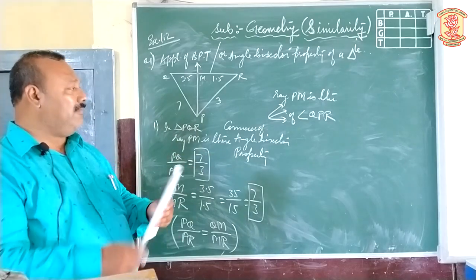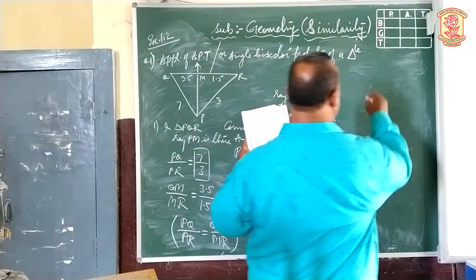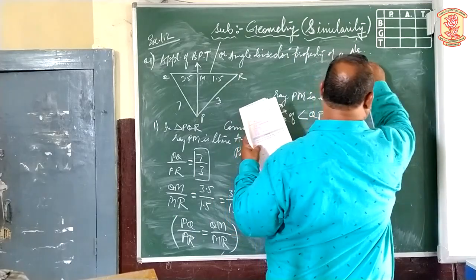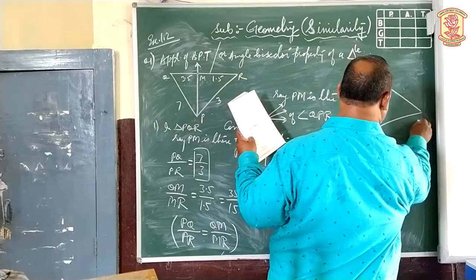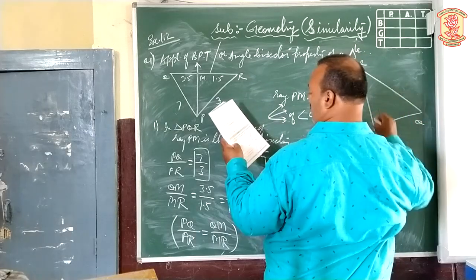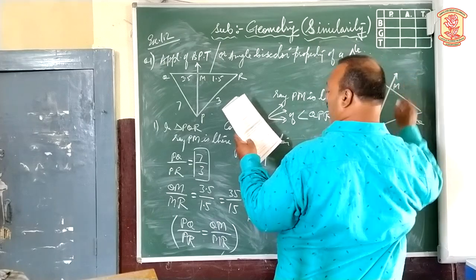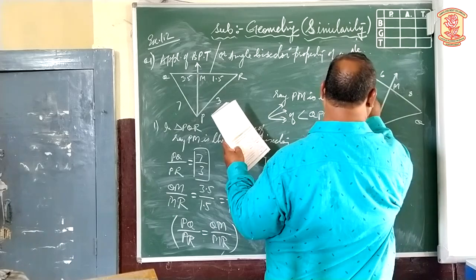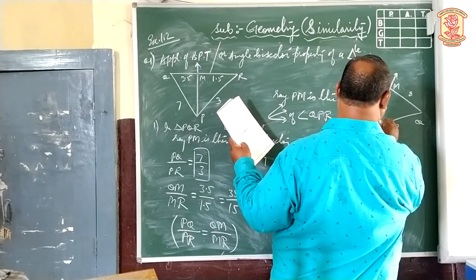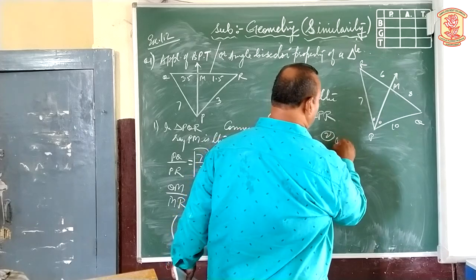Now come to the second figure. Refer to the second one. The second triangle is triangle PQR, with points P, Q and R, and here the ray PM is given. Values are there: 6 and 8, here 7 and 10. This is the second bit in the triangle.